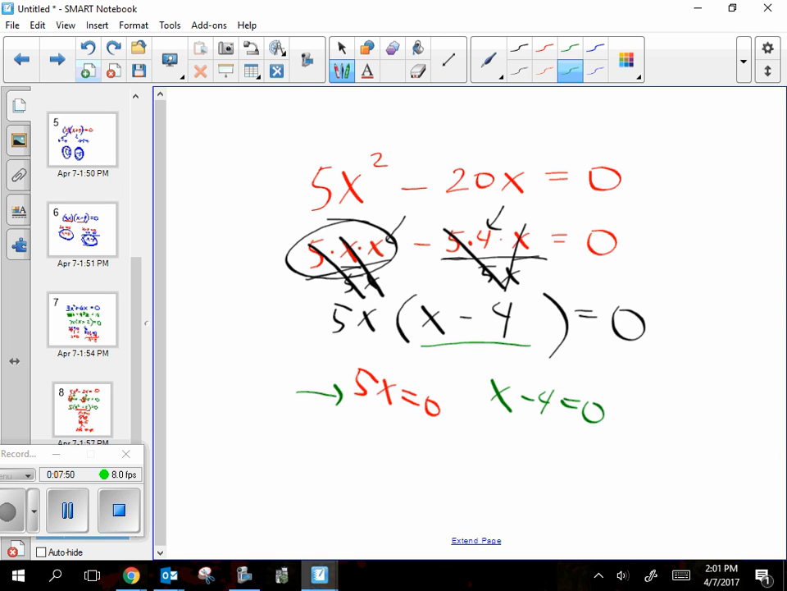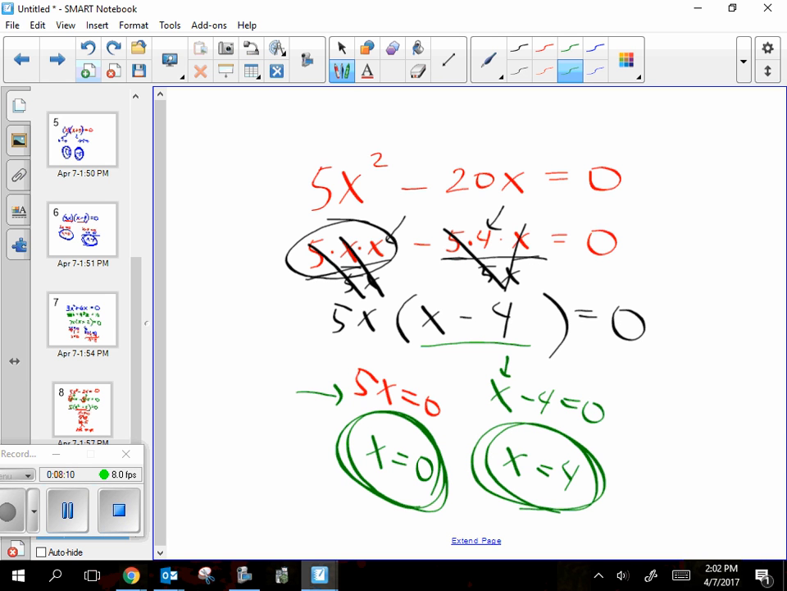5 times what equals 0? X must be 0. 0, good. And what do I put in here to make this equal 0? Absolutely nothing. No. 0 minus 4 doesn't equal 0. So what goes in there? It's plus 4. 4 is correct, yes. 4 and 0 are your two answers for that one.